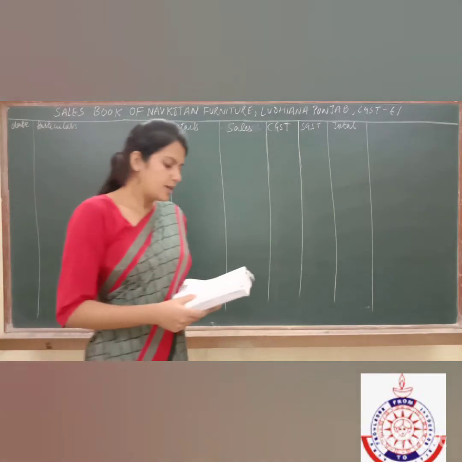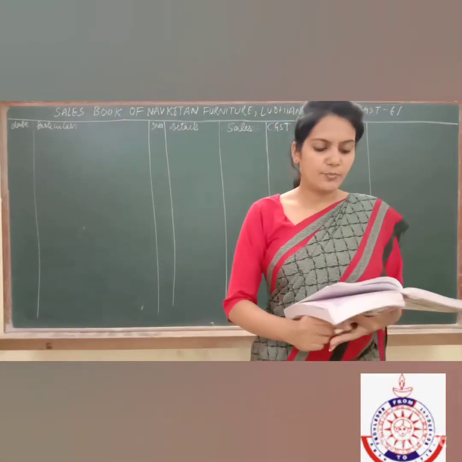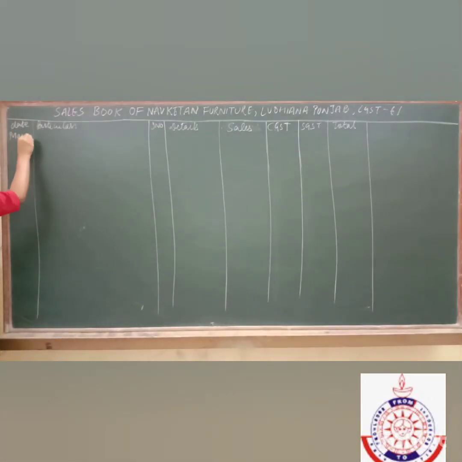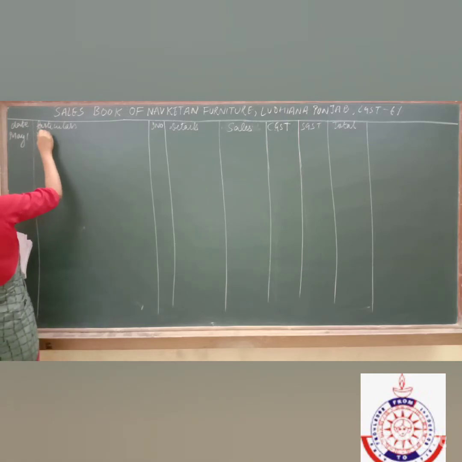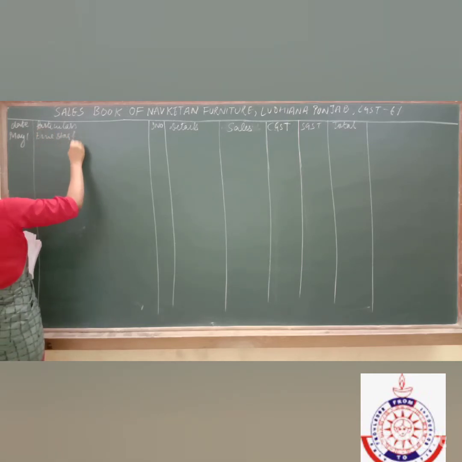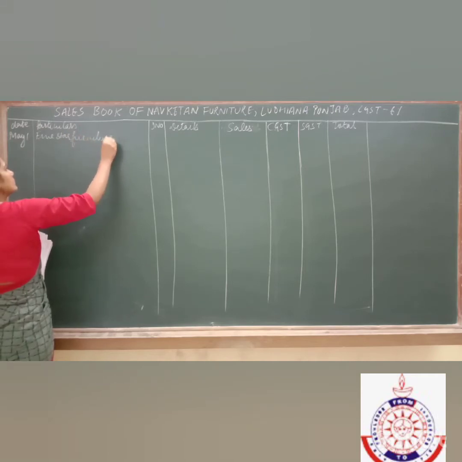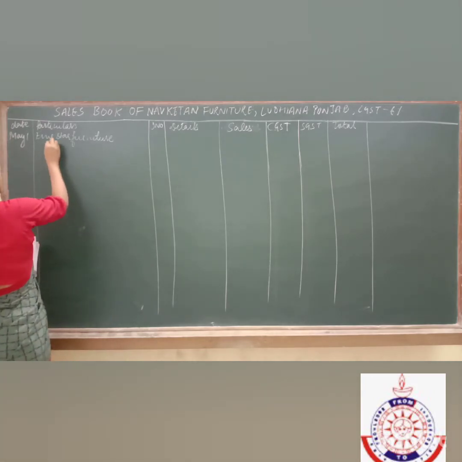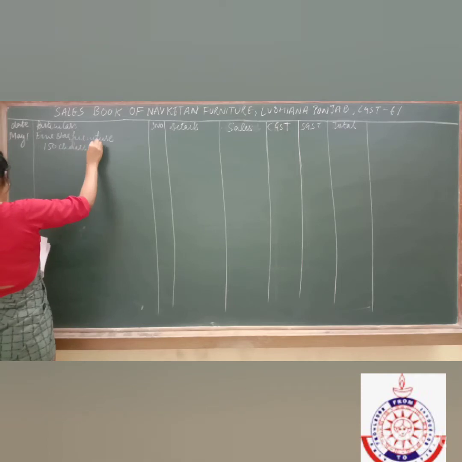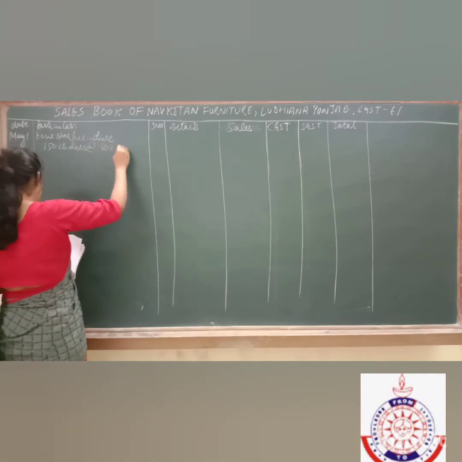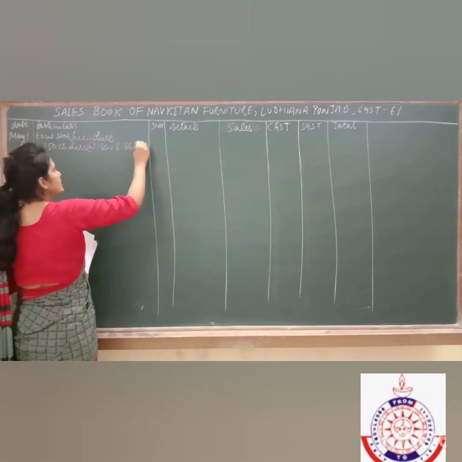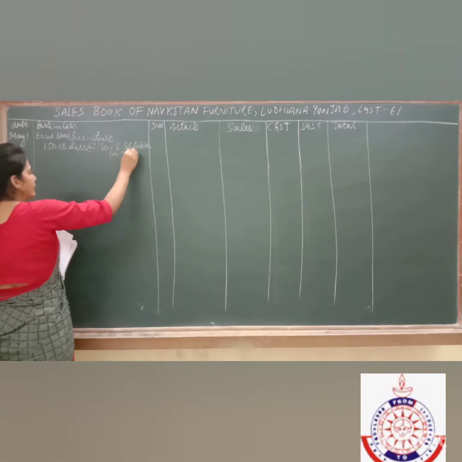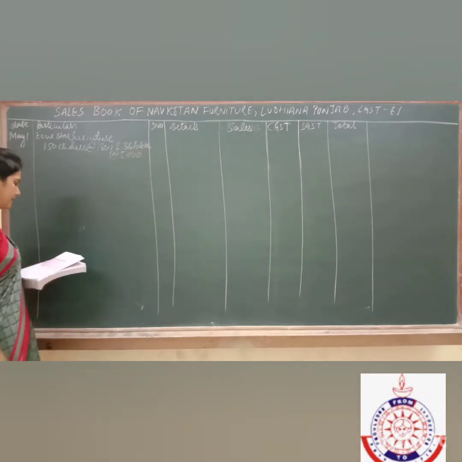Read the question. Sold goods to 5-star Furniture and Company, Patiala, Punjab on credit. First of all, date is May 1. We have sold goods to 5-star Furniture. Then what have we sold? We have sold 150 chairs at the rate of 1800 each and 36 tables at the rate of 5,000 each. Then write their details.